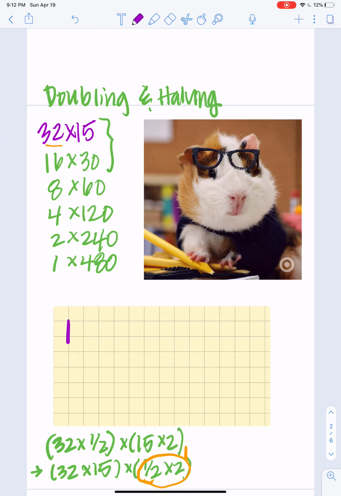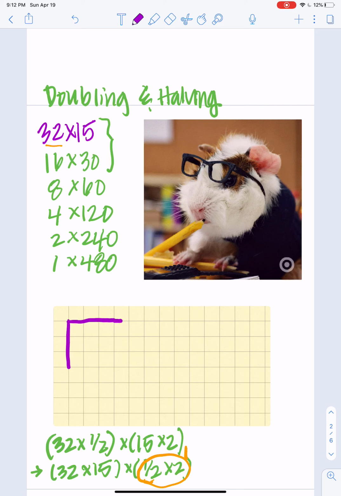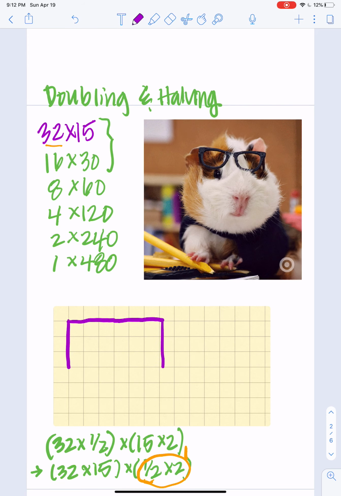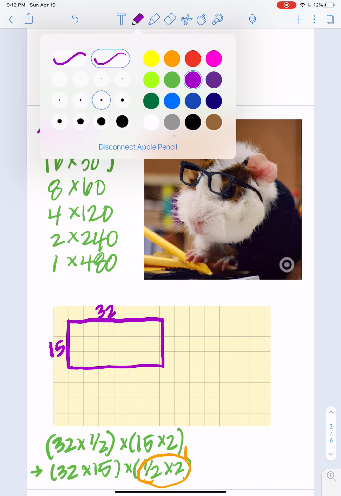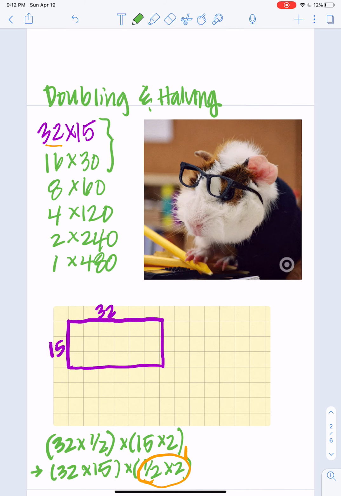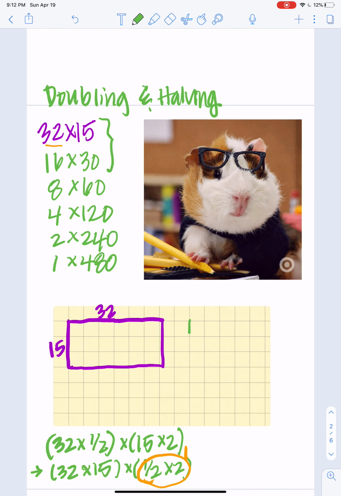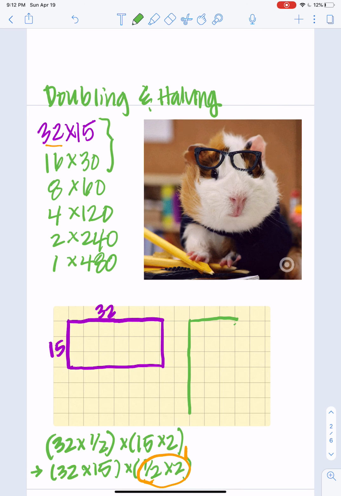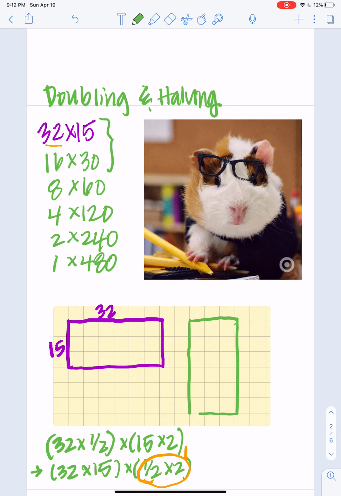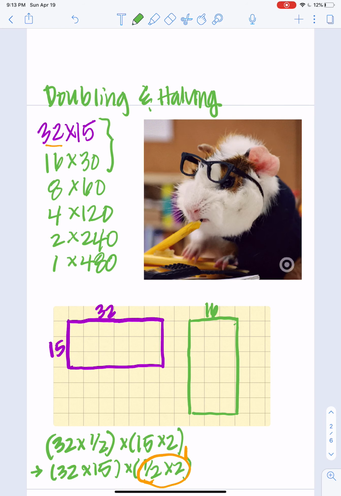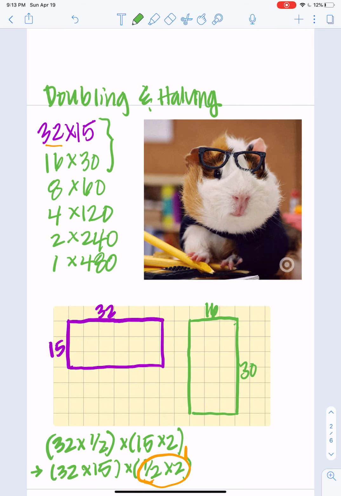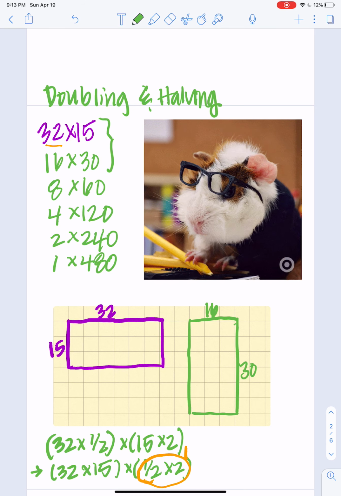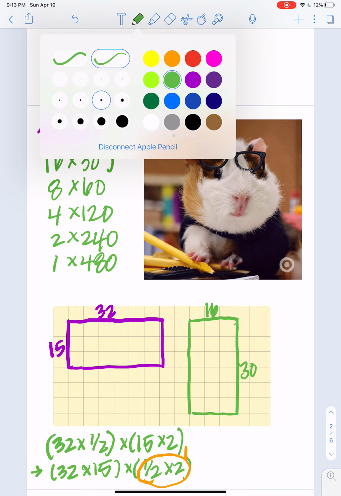Again, I'll draw the 15 by 32 rectangle. Then I will draw a 16 by 30 rectangle and try to describe why these are the same. Just think of these as sketches. I don't have the best grid paper on here. So let's look at our 15 by 32 rectangle. With doubling and halving, we're essentially halving one of the side lengths and doubling the other side length. Let me switch to orange here.